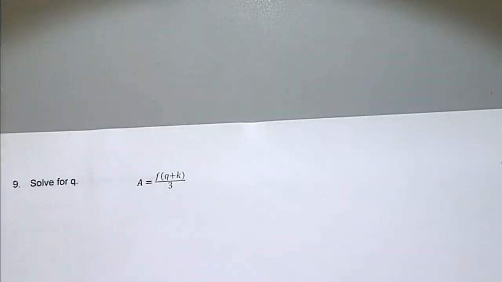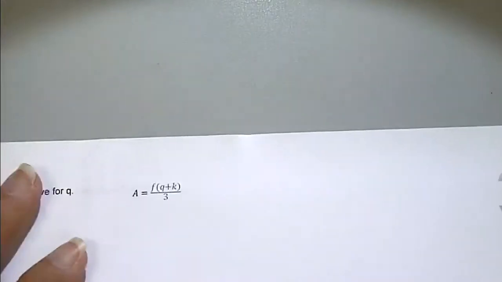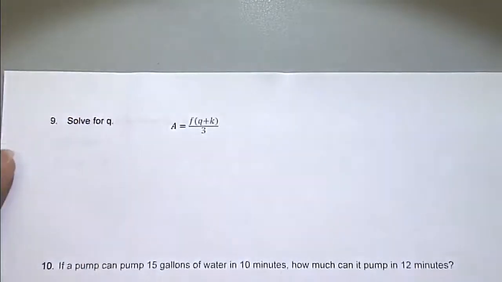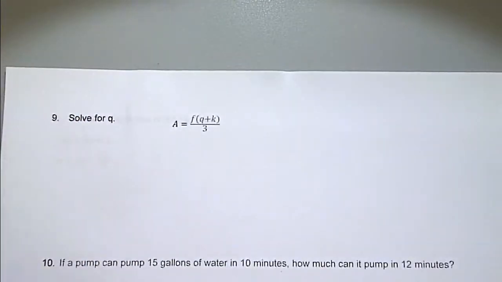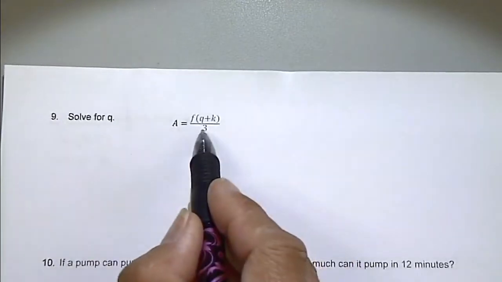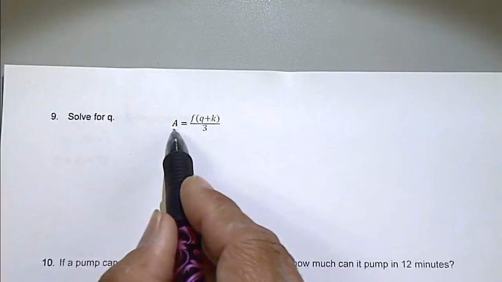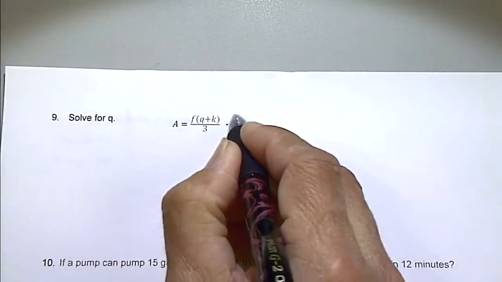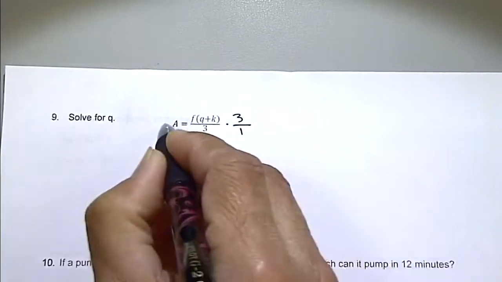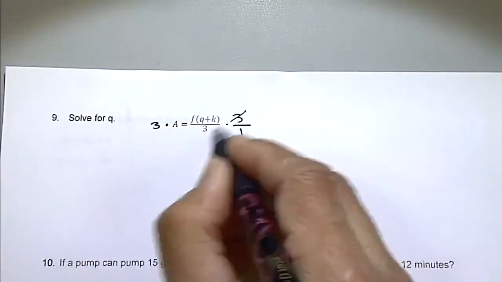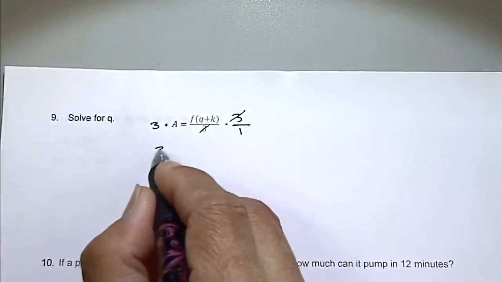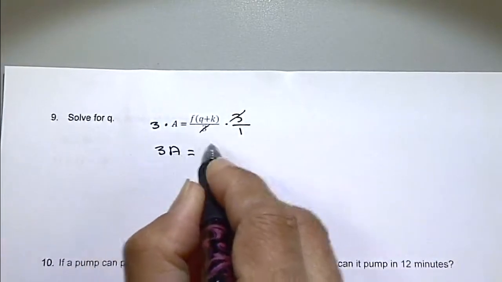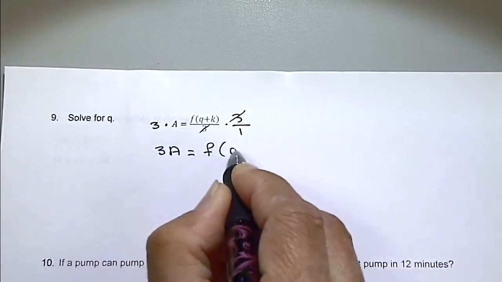All right, let's look at solving for Q. This one is algebra without the numbers, okay? Don't get lost in algebra without the numbers. It's just do what you know to do. This one has a fraction, and it has an equation. I'm clearing the fraction first. I multiply everything times the least common denominator, right? That will cause that denominator to go away. It means that 3a is now equal to f times q plus k.